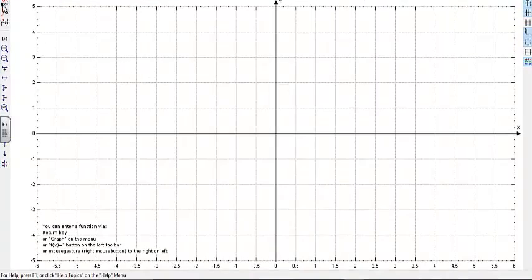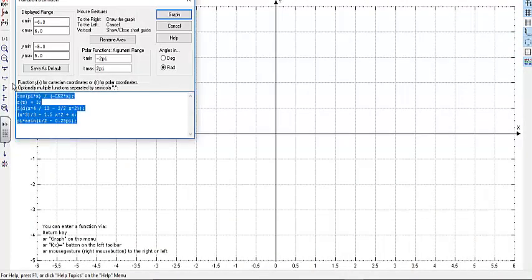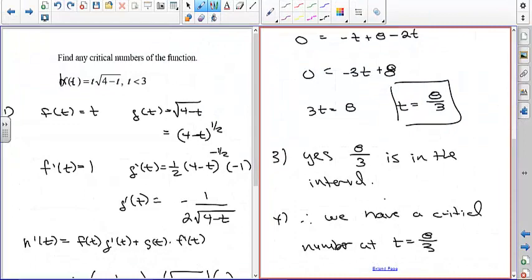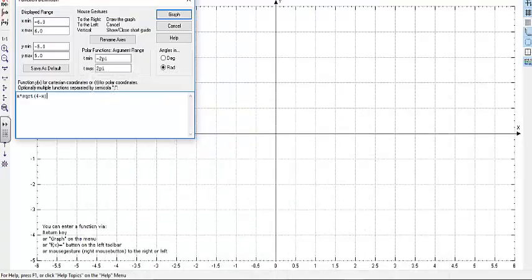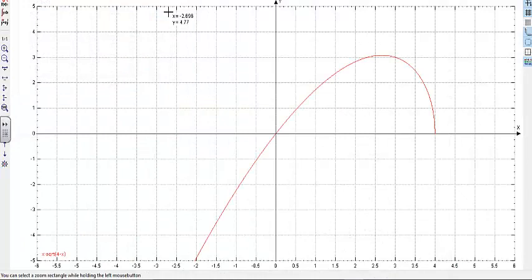So if we plot, and in this chapter it's good to plot stuff, I'm going to use x as the variable: x times the square root of 4 minus x. Okay, let's graph it. So there it is. And you can see at x equals 8/3, which is right there, that we do have a local maximum. So it turns out in this case, this critical number is a local maximum.